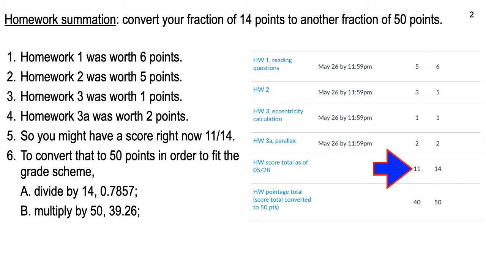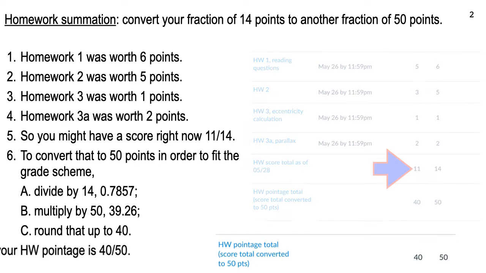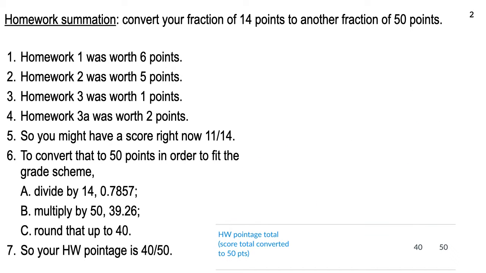Now, when I get a decimal like that, I always round up. Even this one, if you were in math class, you would round this down to 39, but I always round up on homework to give you a little boost and make things easier. So that would round up to 40. Right now, your homework pointage would be 40 out of 50, and that's what goes in your semester grade.